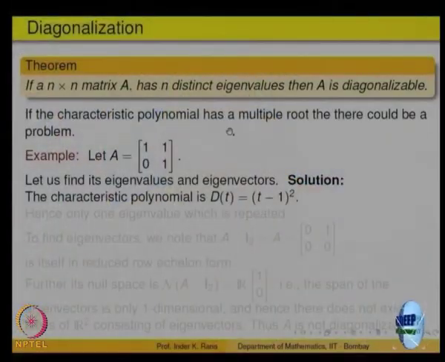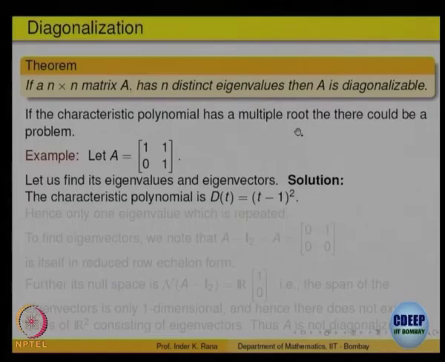So in case all eigenvalues are distinct, then you will get n linearly independent eigenvectors. You are very lucky. If not, then the problem can come. The problem can come if the characteristic polynomial has multiple roots.